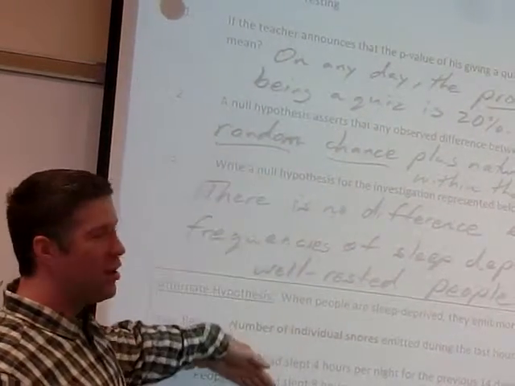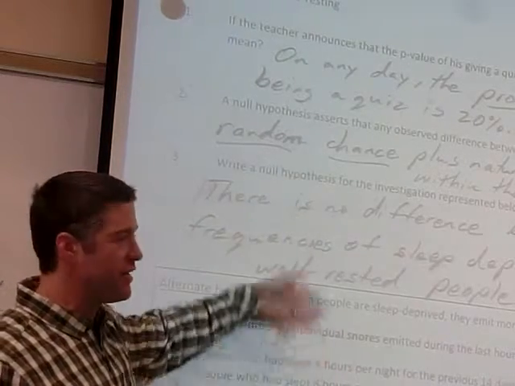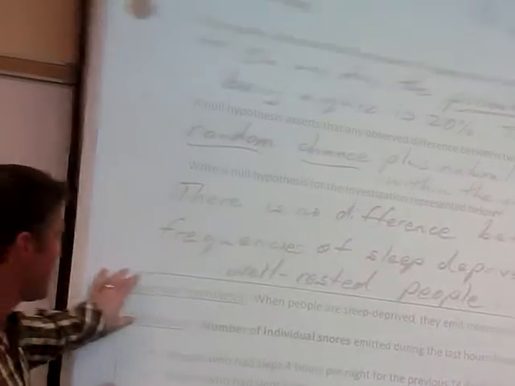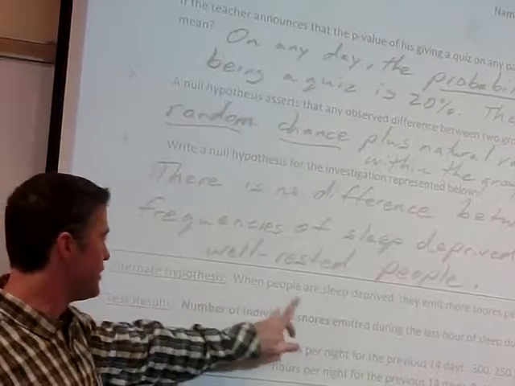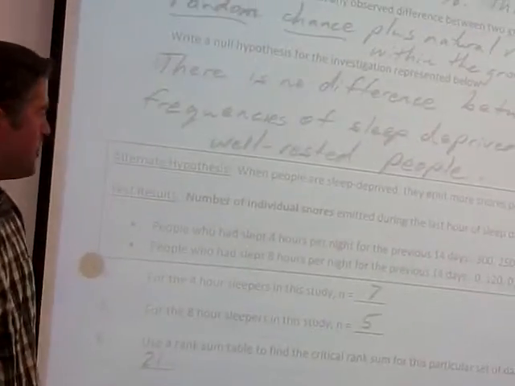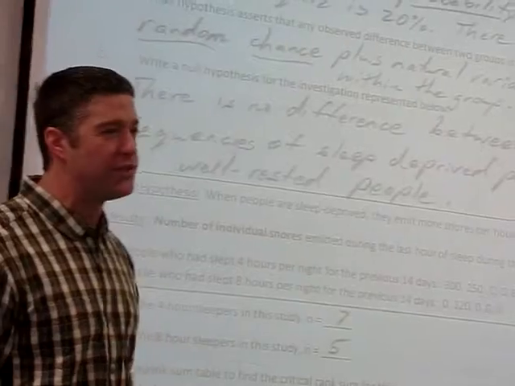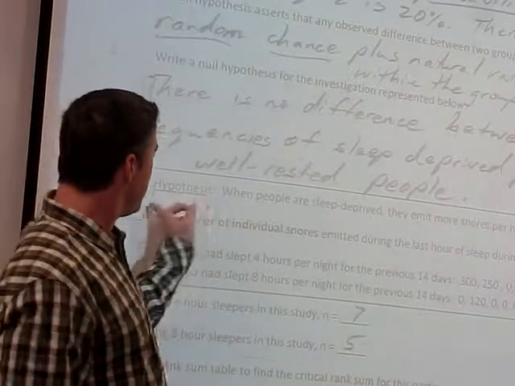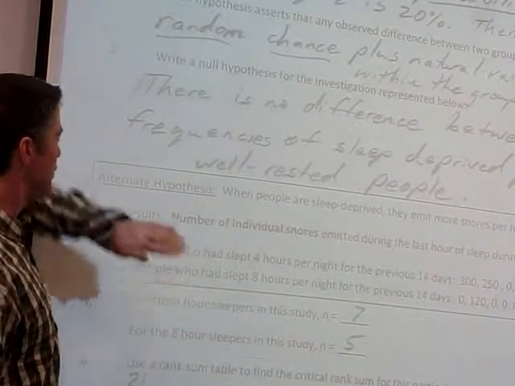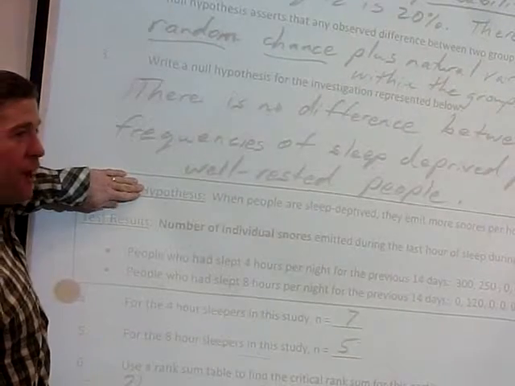I'm going to write a null hypothesis for this investigation. It says write a null hypothesis. I'm just going to read the alternate hypothesis. The alternate hypothesis says when people are sleep deprived, they emit more snores per hour during sleep. So if you deprive people of sleep, their snore frequency is going to increase. That's the alternate hypothesis.